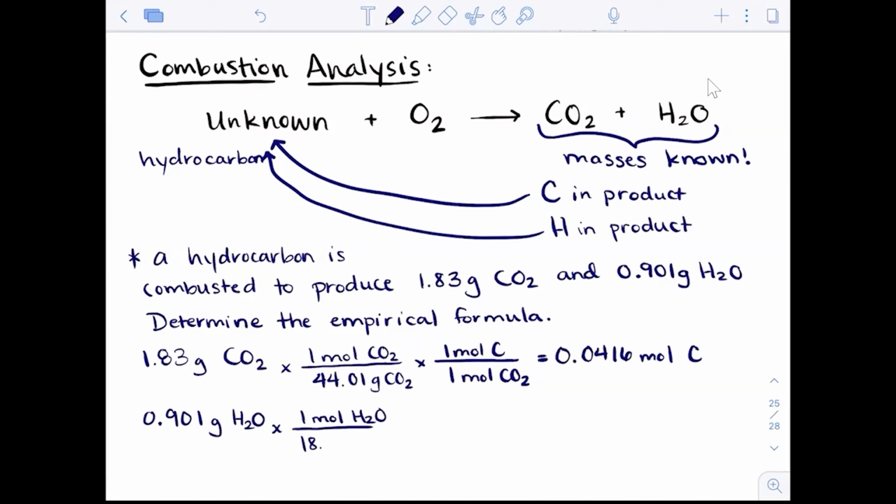There are 18.02 grams of H2O for every 1 mole of water, and there are 2 moles of hydrogen per 1 mole of H2O. That one's a tricky one to remember, so don't forget that 2 subscript in H2O tells you there are 2 hydrogens per 1 of water.